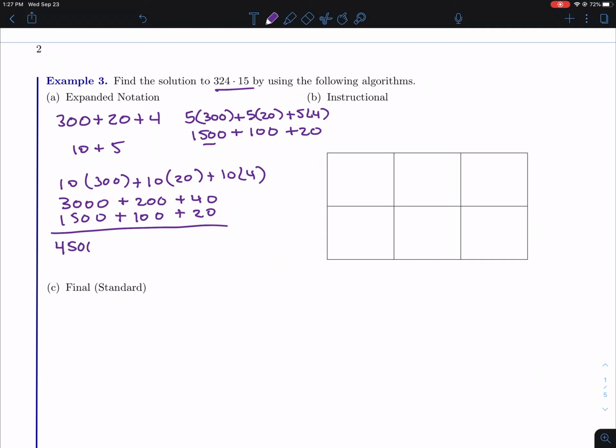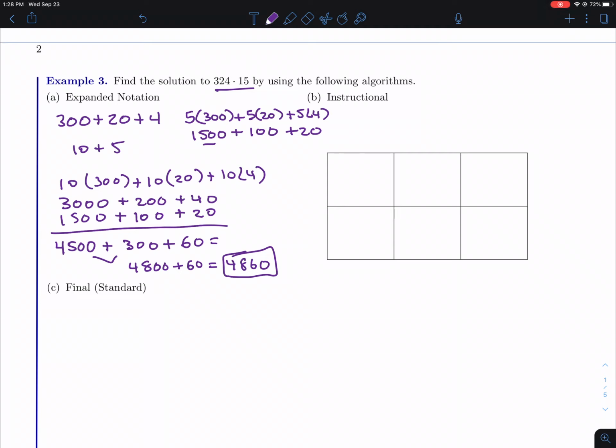So in this case, we've got 4500 plus 300 plus 60. And this is the nice thing about expanded notation. There are so many zeros running around that we're really not adding more than a single-digit number to another single-digit number, or multiplying anything more than a single-digit number by a single-digit number. So that's one of the things that's nice about this. Now if we add these together, we get 4800 plus 60. So we end up with 4860 in this case.